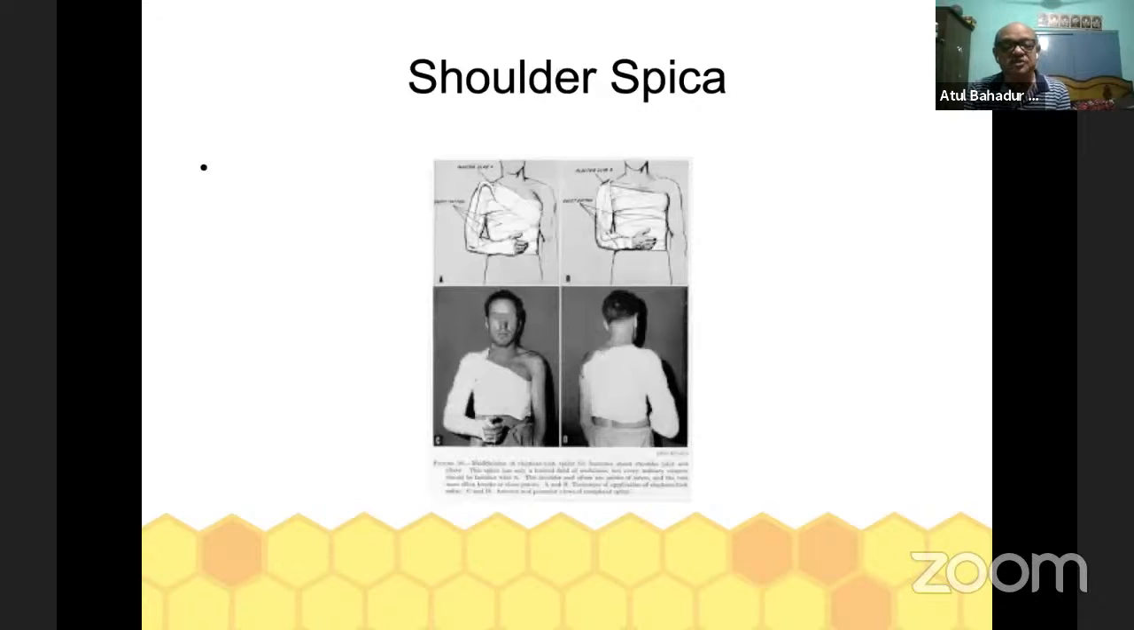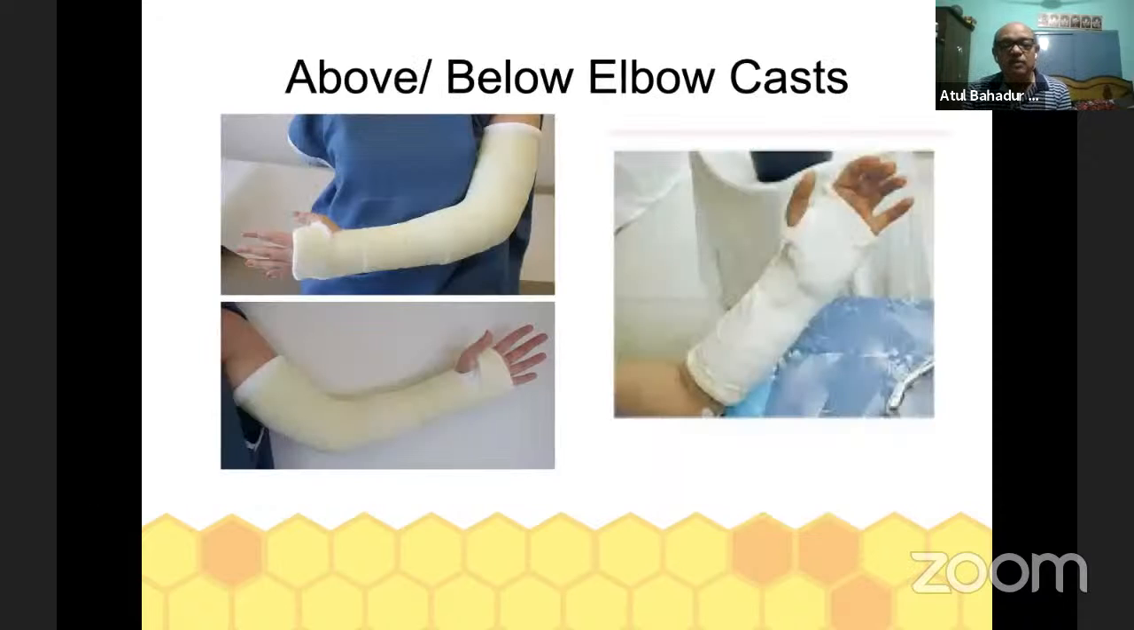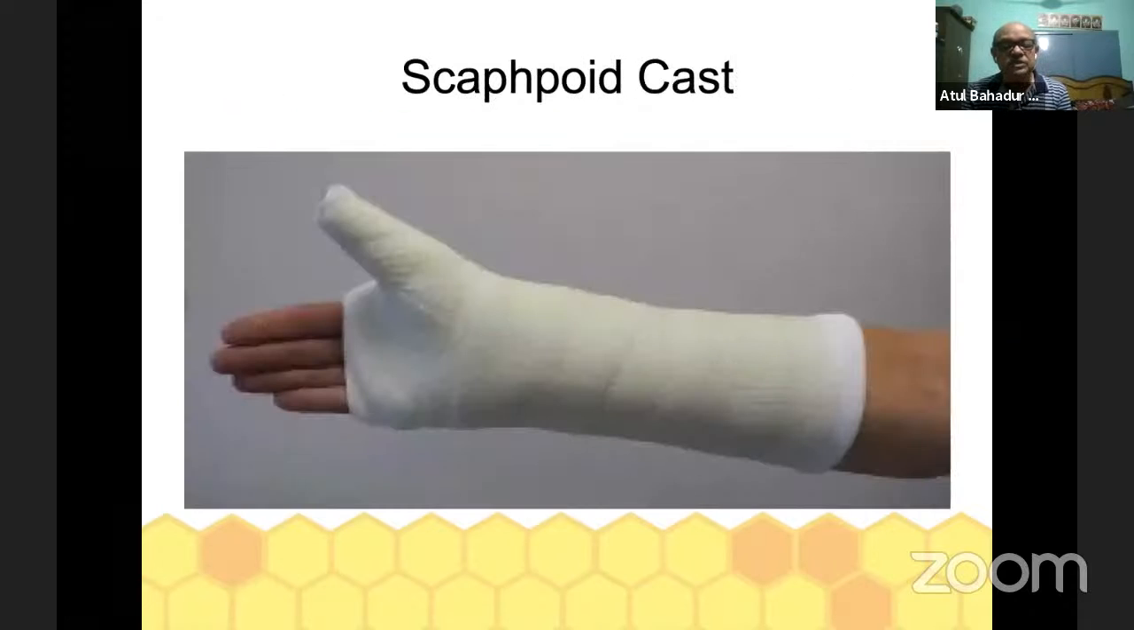A shoulder cast is illustrated here. I rarely see it, although in my PG days, I did tie casts for fracture clavicles and the upper shoulders. Next. This is the humerus where we have the U slab and the hanging cast, which we use very frequently. Next. These are the above elbow cast and below elbow cast, which we are using. And these are the limits: we have to use very good padding and mold it correctly. Next. This is a scaphoid cast.